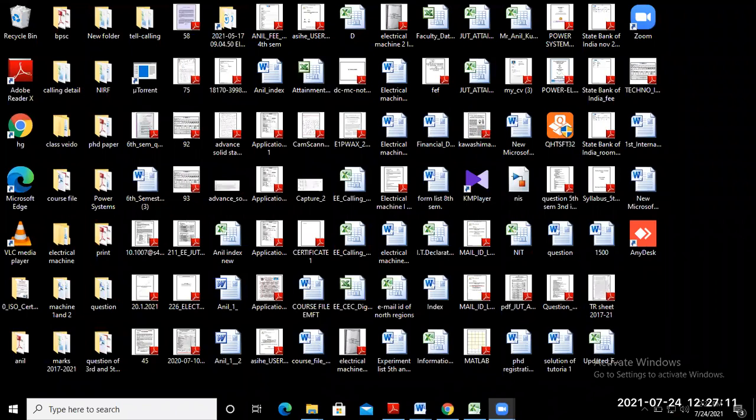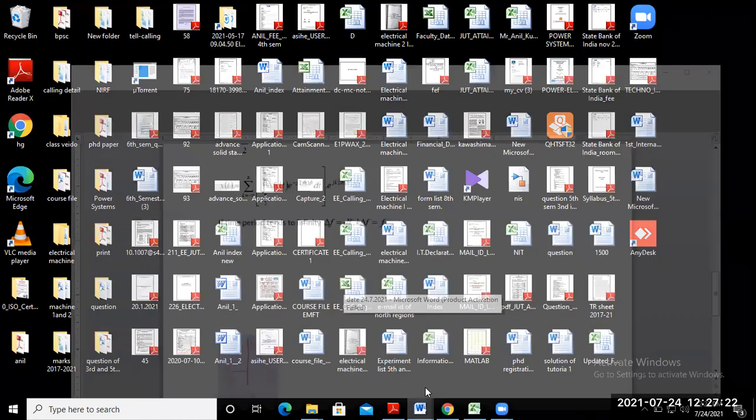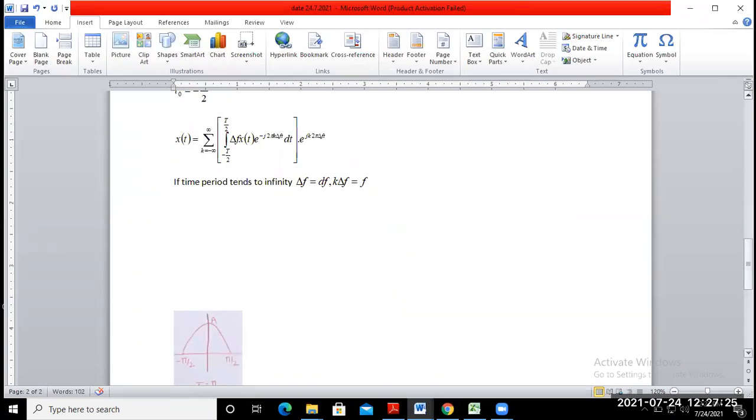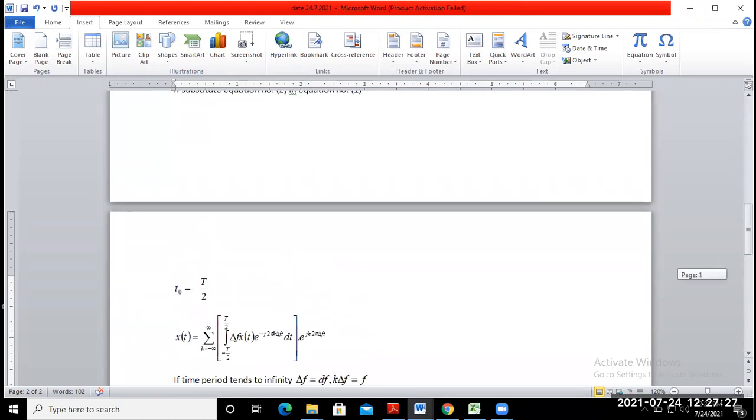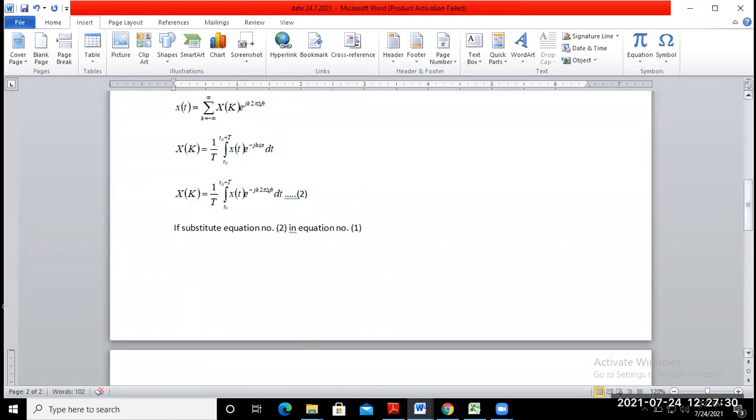Okay, so let's start today's class. In the previous class, we were deriving the Fourier transform from the Fourier series. Just try to complete that derivation. Deriving the Fourier transform from the Fourier series, we already discussed in the previous class.